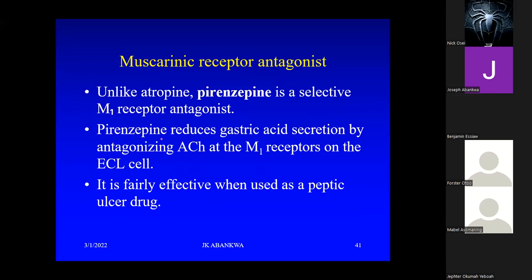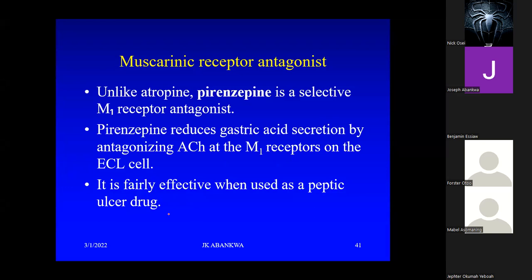And this pirenzepine reduces gastric acid secretion by blocking acetylcholine, which will go and bind to that M1 receptor. Pirenzepine goes there and blocks acetylcholine from binding to the M1 on the enterochromaffin-like cell. So in this case, there's no production of histamine there to stimulate acid production. So it is fairly effective when used as a peptic ulcer drug.